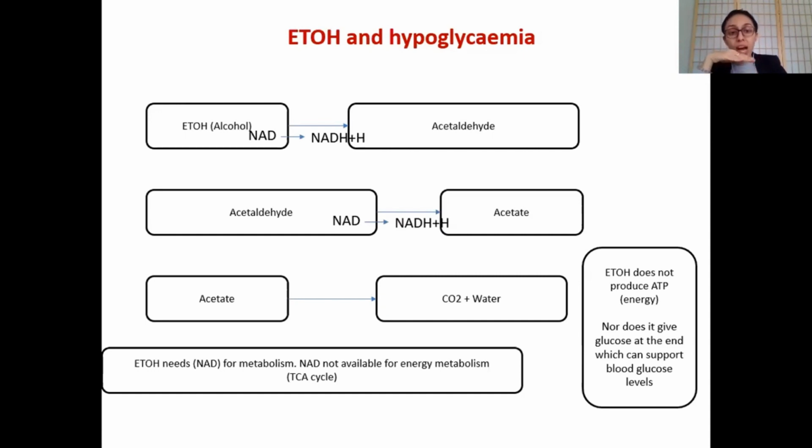So alcohol is broken down into acetaldehyde. Acetaldehyde is broken down into acetate. Again, you require NAD for this, which is reduced to NADH plus H plus. Acetate is then converted into carbon dioxide and water. Water is eliminated as pee, and carbon dioxide is what the police check when you take a random breath test.